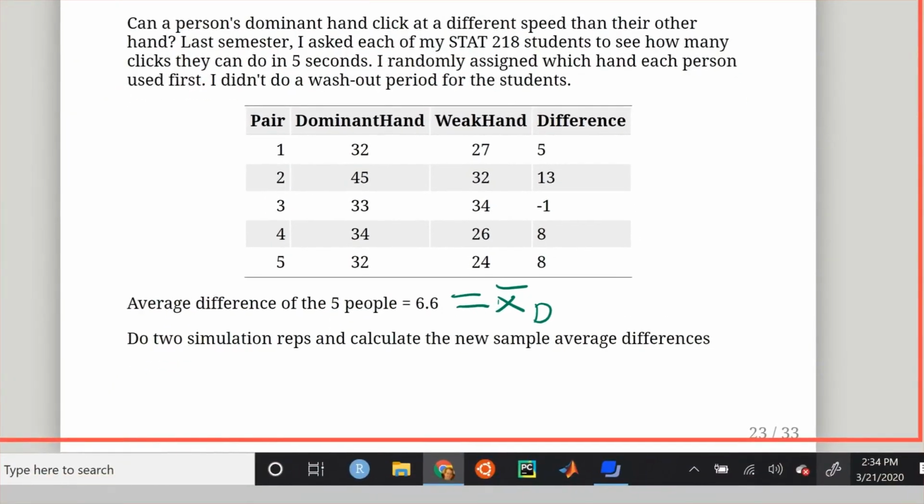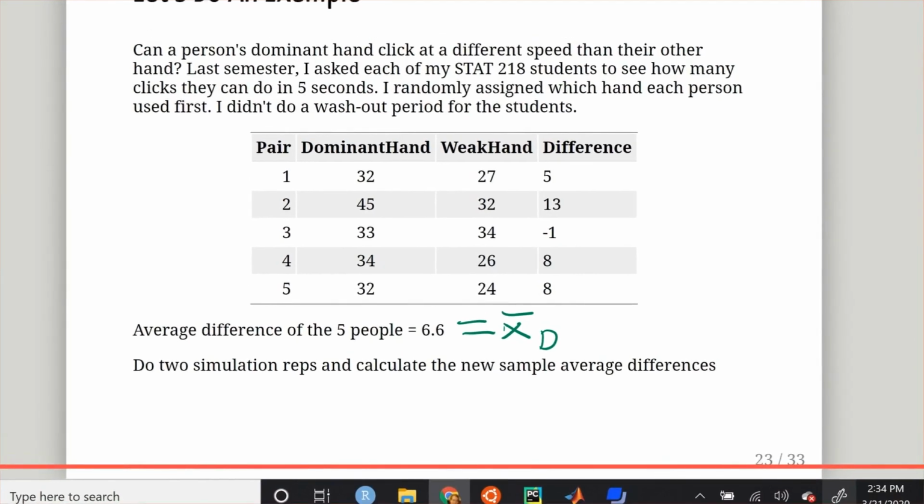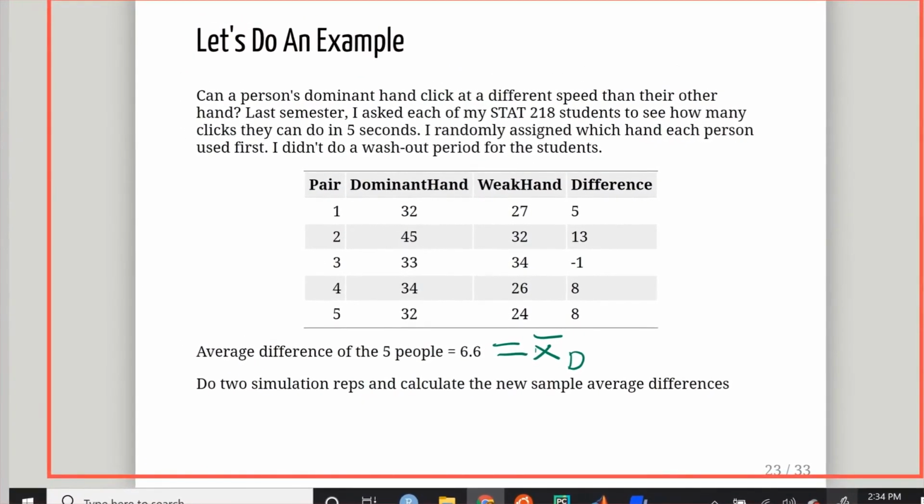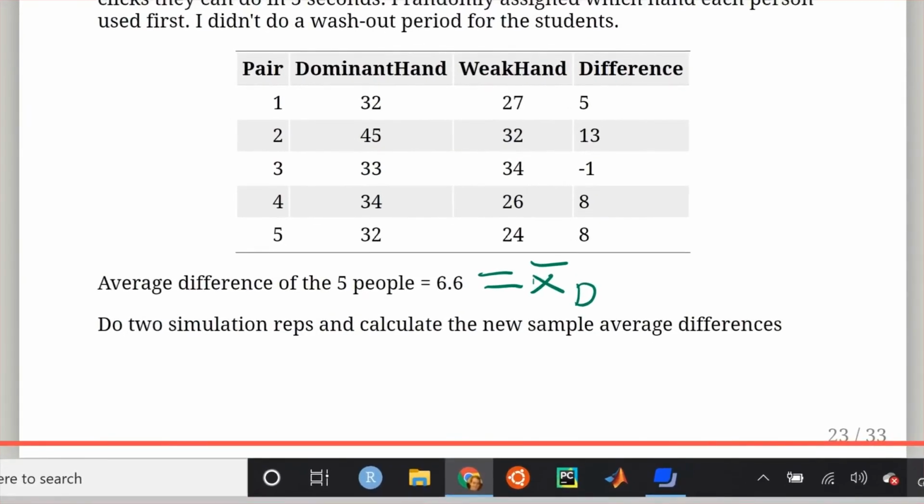So now I want you to do 2 simulations with these 5 students and calculate new sample differences. I would encourage you to pause this video to try it out yourself. If you want to see me do it, feel free to continue to watch. Okay, so for the first simulation, I'm going to go to student 1, and I'm going to flip a coin.